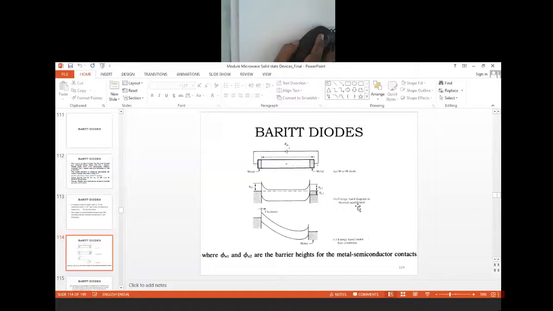And this is the energy band at thermal equilibrium. When we apply the bias, these are the energy bands under the bias condition. You have electrons and holes.